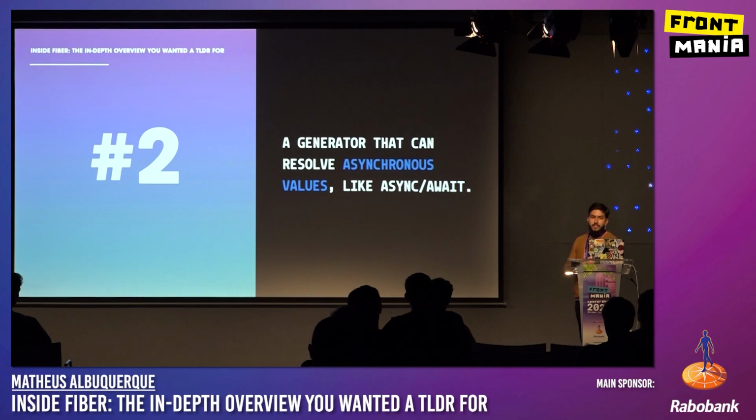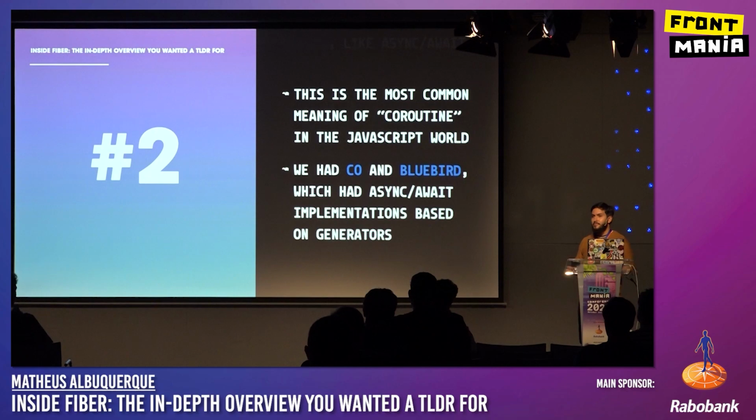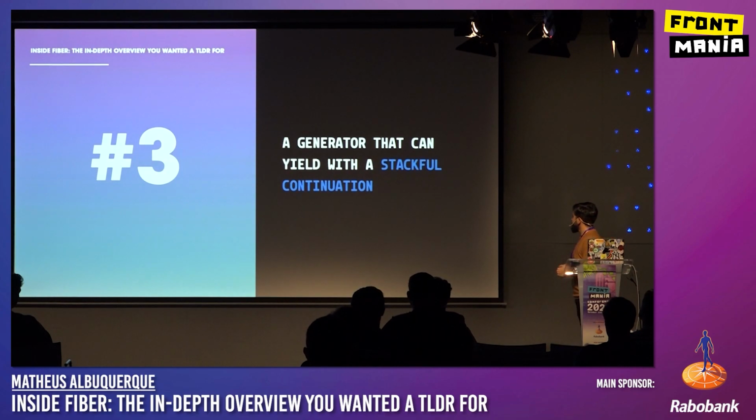The second definition I found is that it's a generator that can resolve async values, like async await. And who here has done promises in JavaScript before we had promises? Cool. So this is also a pretty familiar definition in the JavaScript world. Before we had promises, we had things like co or even the Bluebird set of utilities that under the hood were doing generators. And not only that, but Babel, for example, when implementing support for async await, was also doing generator functions.